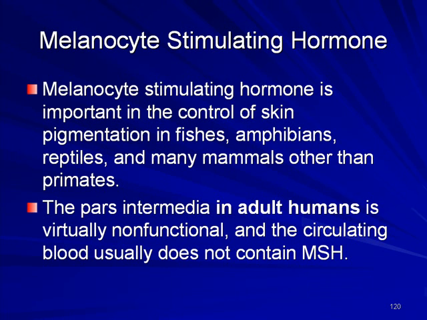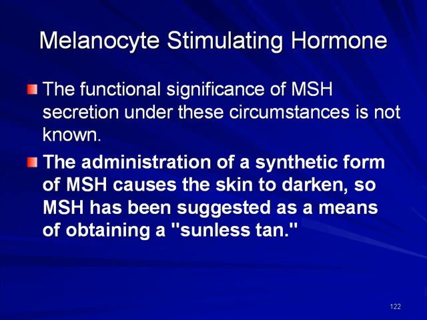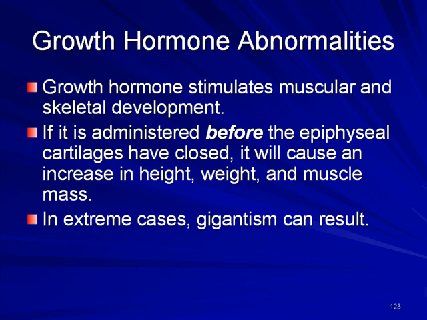We see the pars intermedia in adult humans is virtually non-functional, and the circulating blood usually does not contain any melanocyte-stimulating hormone. It is secreted by the pars intermedia during fetal development, in very young children, in pregnant women, and in some diseases. Functional significance is really not known, but the administration of synthetic forms of melanocyte-stimulating hormone causes the skin to darken. So MSH has been suggested as a means of getting a suntan without actually being exposed to the sun. I don't think they quite have that down yet, though, so I wouldn't take any experimental treatment with that at this point.